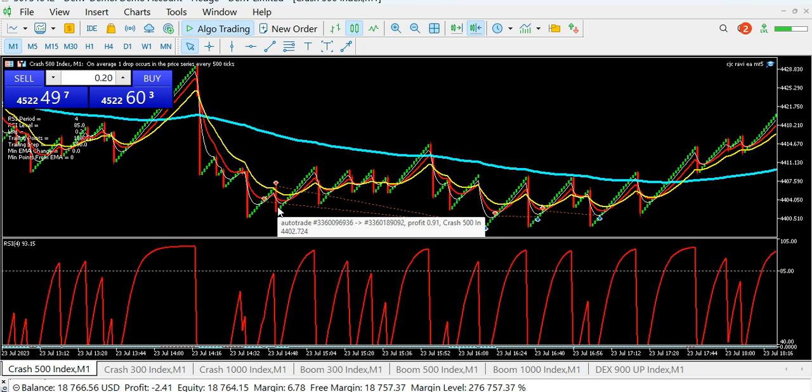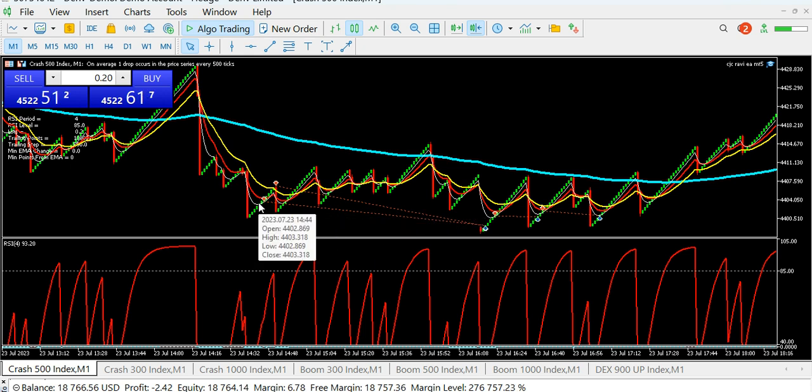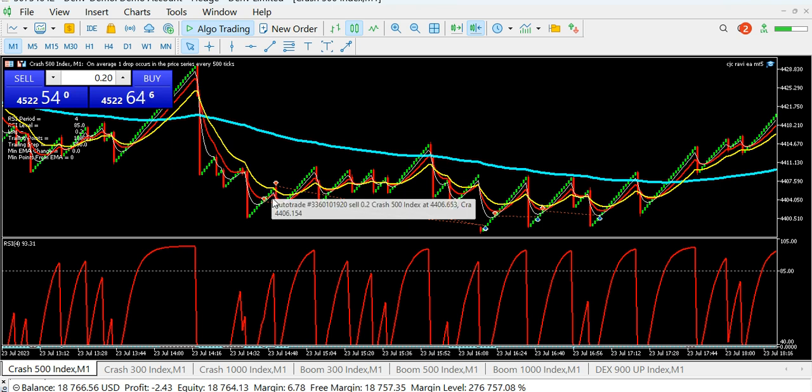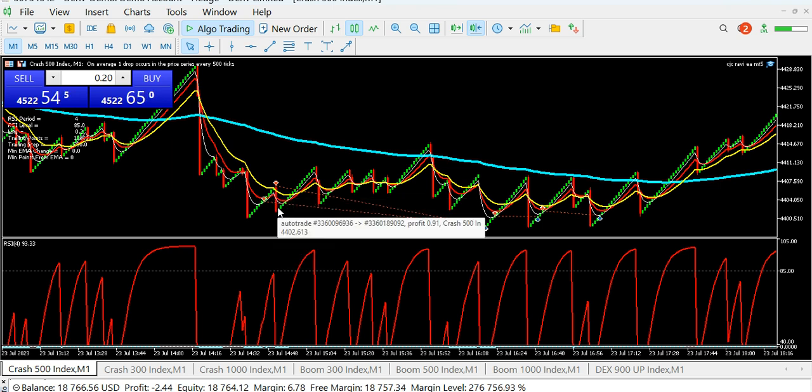So say for instance you entered there, and you entered there, maybe you entered on the yellow. The moment you see this happening here, that failed lower low, close your trades. That's what I would do. The moment you see a failed lower low, it's a sign that this thing is going up.